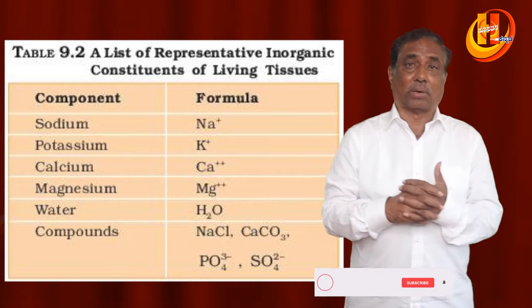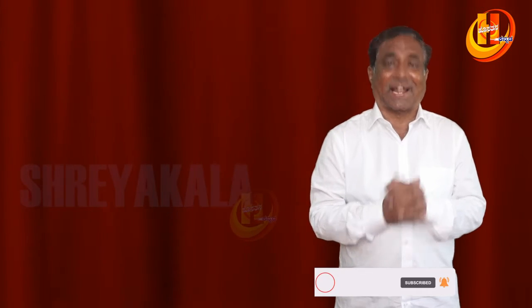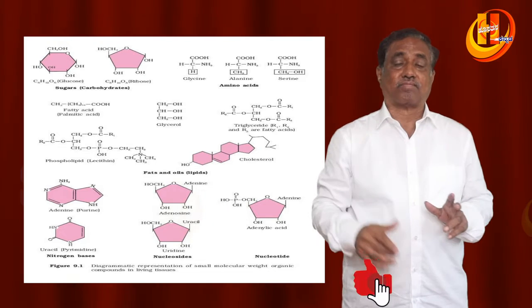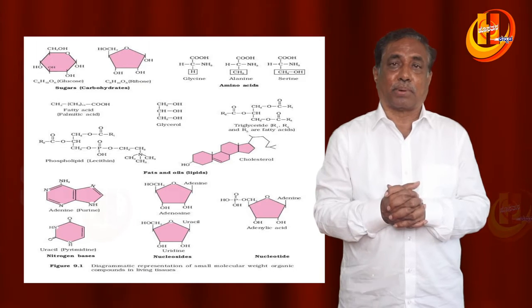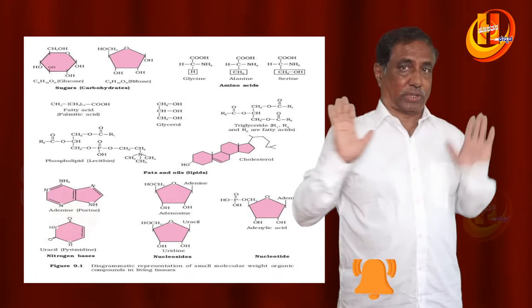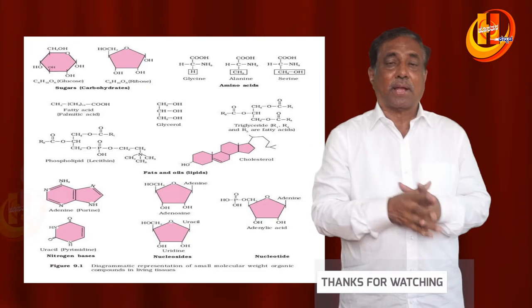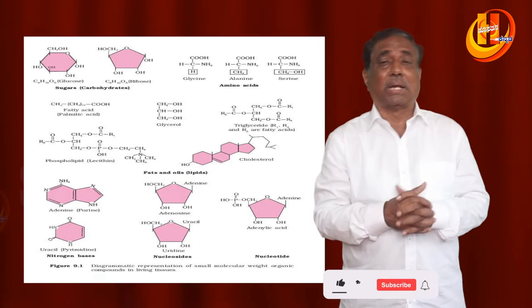Coming to the proteins. Proteins are the organic compounds composed of amino acids. They contain carbon, hydrogen, oxygen, nitrogen. Few proteins contain sulfur and phosphorus also. Sulfur containing amino acids are cysteine and methionine. This is also very important for your reading. Cysteine and methionine. Phosphorus containing protein is casein, the milk protein.